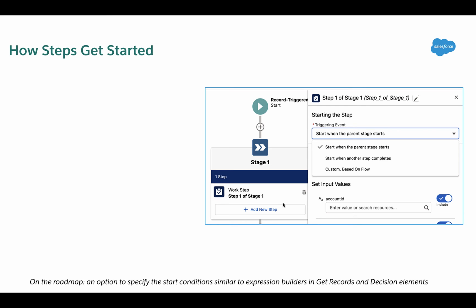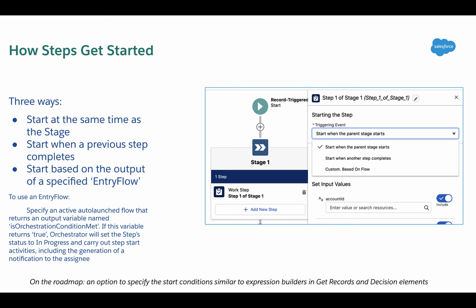Let's talk about these entry conditions. There are three different ways that you can configure a step and how it gets started. The default is it starts as soon as the stage starts. So you generally need to have at least one step in your stage that does start at the same time as the stage. And the next option you have is to say, I want to start this step when another step is completed, and you get to pick whichever step you want. It doesn't actually have to be the step that's stacked immediately above it in the canvas.